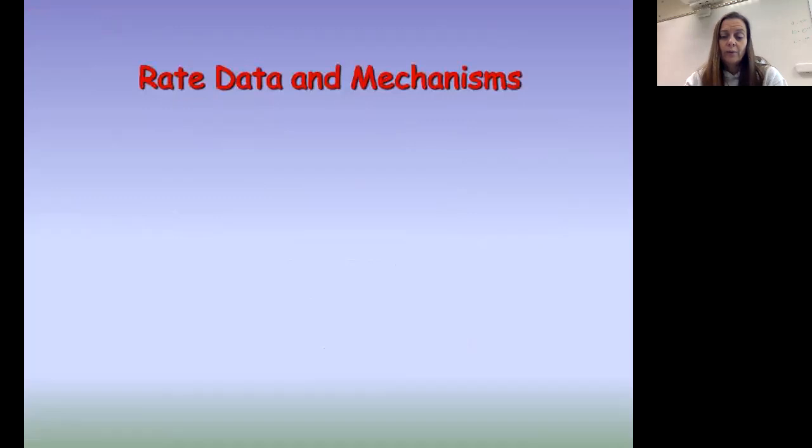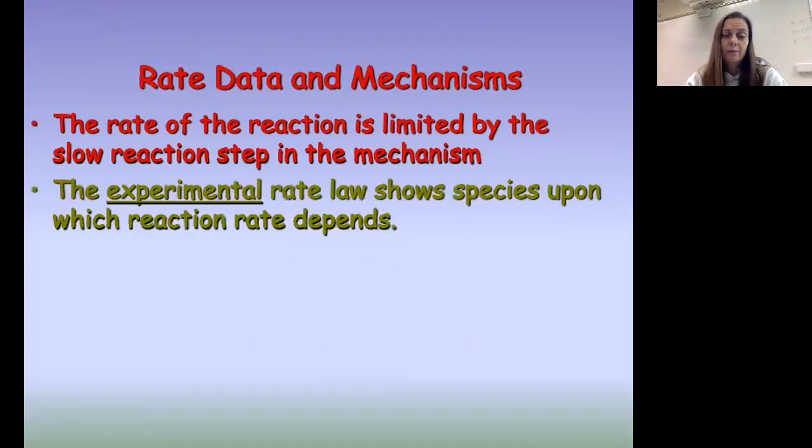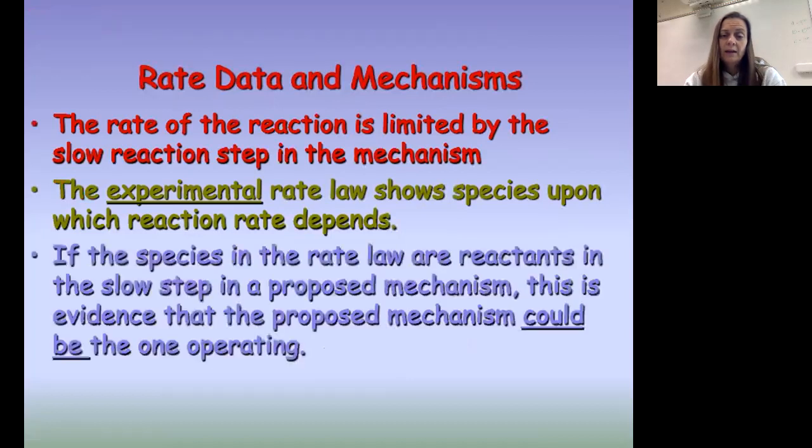Okay, so the rate of our reaction is always going to be limited by the slow step in the mechanism. And our experimental rate law, that thing that we determine from experimentation, shows those species upon which the reaction rate depends. If the species in the rate law are the reactants with the appropriate coefficients in the slow step in a proposed mechanism, it's evidence that that proposed mechanism could be right. So that's what we're going to use to determine if a possible mechanism is correct.